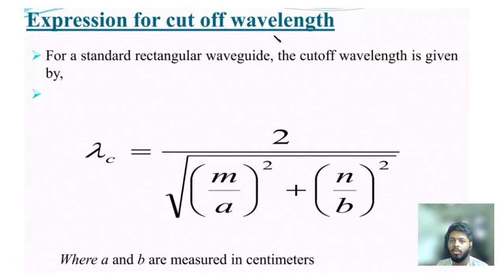Let us see the expression for cutoff wavelength. For a standard rectangular waveguide, the cutoff wavelength is given by this formula: lambda c is equal to 2 divided by the square root of (m by a) whole squared plus (n by b) whole squared, where a and b are measured in centimeters.